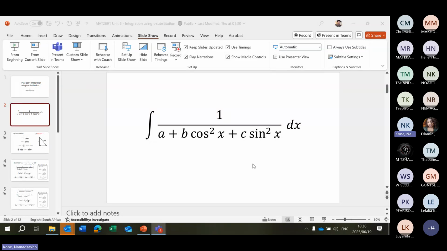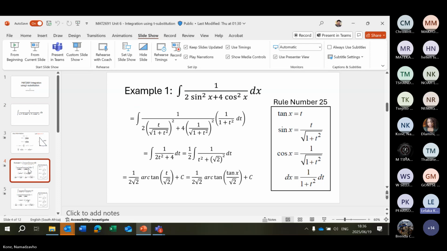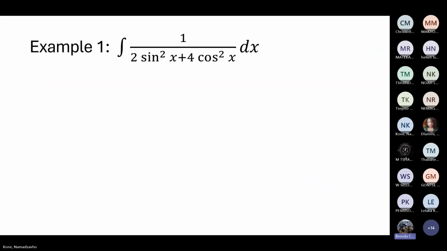Can you see my screen now? Yes. Where did the interference start? Is it at the integral of 1 over 2 sine squared x plus cos, this one? 4 cos. Yeah. Here. Yes. Okay. Can I start from here now going forward? Yes, sir. Okay.